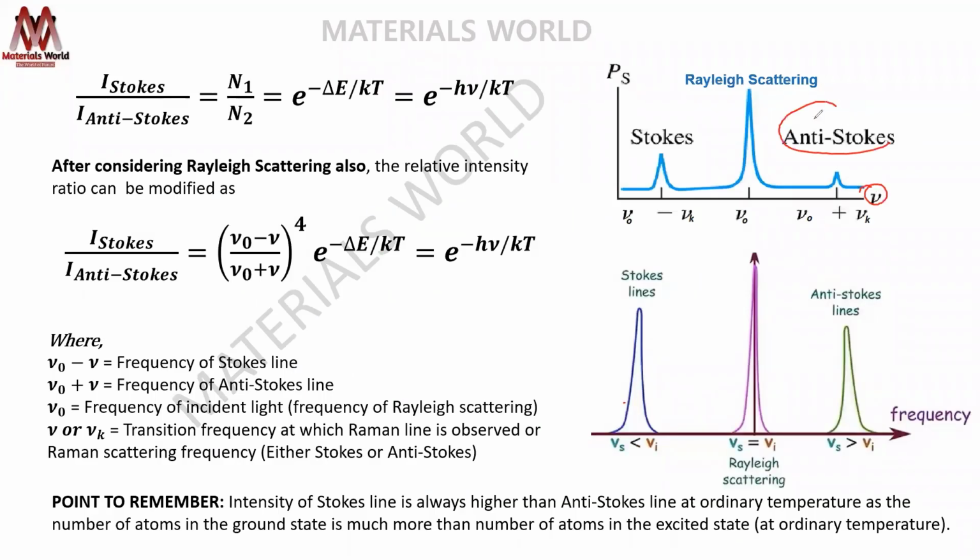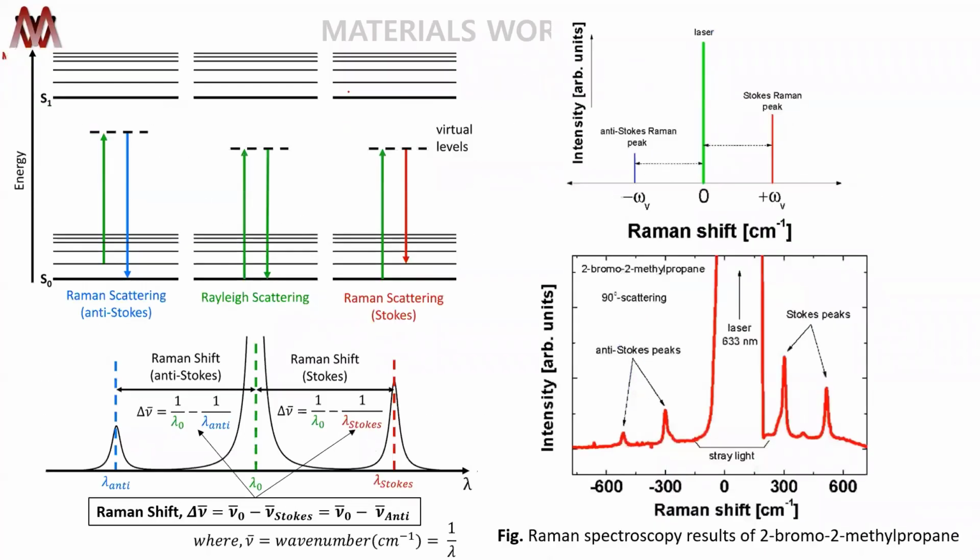So your anti-Stokes was at right and Stokes was at left. When you plot with lambda, because nu equals C by lambda, they are inversely proportional. So Stokes will be observed here and anti-Stokes will come here. They will switch because they are inversely related. That's why higher frequency means lower wavelength. So your Stokes is now observed here. But remember, your Stokes will always be bigger than the anti-Stokes.